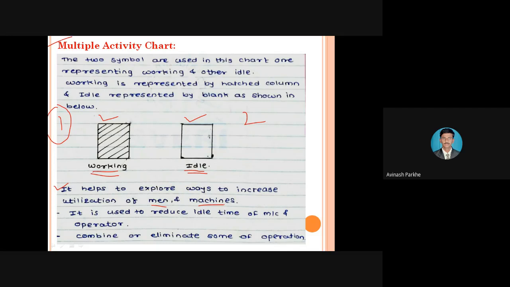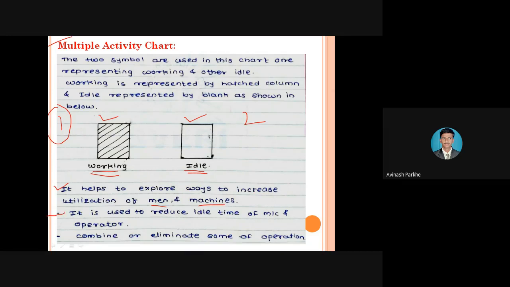Therefore, whatever unnecessary time is there in between some of the operations, or some unnecessary movements that are taking place, those unnecessary movements are also recorded by using this particular multiple activity chart. And from that, if you get the data, you can see this much amount of idle time we are wasting for this particular operation. So through this chart, we can go for the proper utilization of man and the machine.